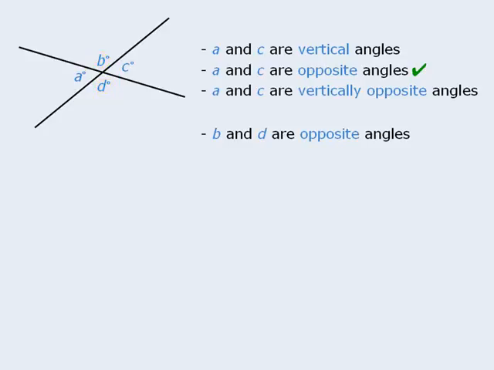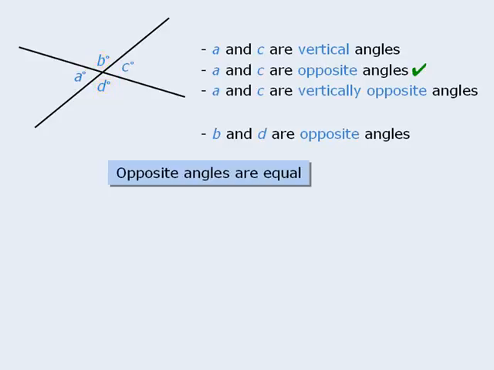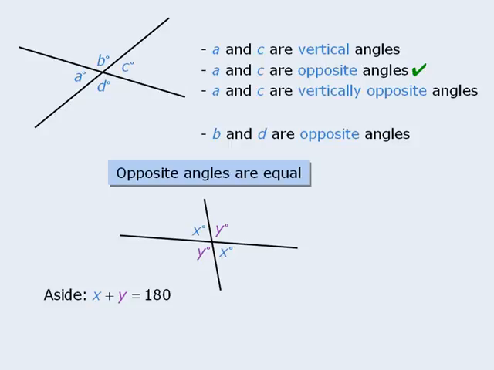Now the important property here is that opposite angles are always equal. So if we have any two intersecting lines, these two angles must be equal, and these two angles must be equal. Also note that since angles on a line always add to 180 degrees, we can also say that x plus y must add to 180.